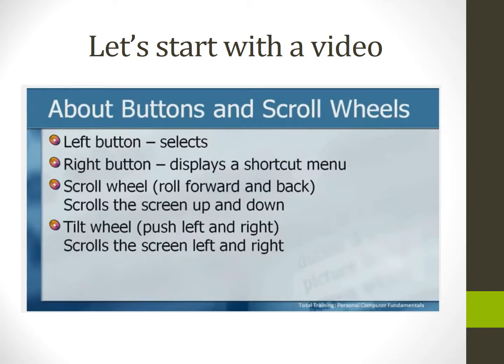And the tilt wheel scrolls the screen left to right, so if your entire document, for example, doesn't fit horizontally on the screen, you can scroll left and right to see the different edges. Let's take a look at what some of this is.